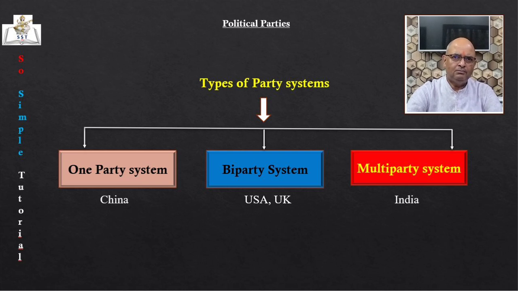Let us now see bi-party system. In some countries, power usually changes between two main parties. There may be other parties that contest elections and win a few seats, but only two main parties have a serious chance of winning a majority of seats to form the government. Such a system is called a bi-party system or two-party system. The United States of America and the United Kingdom are examples of a two-party system.